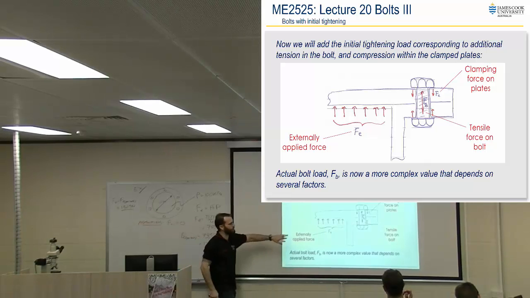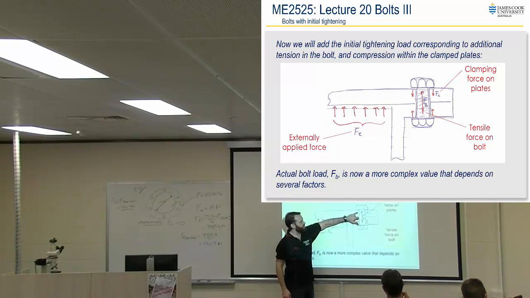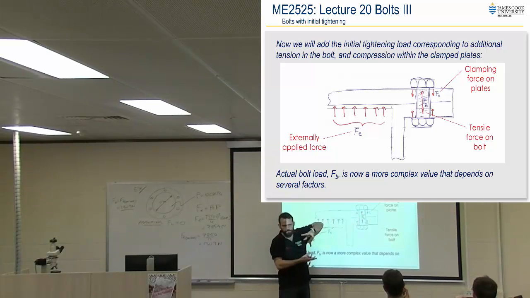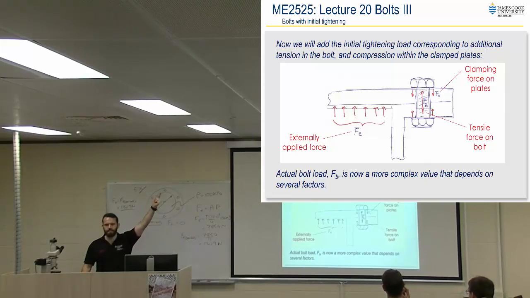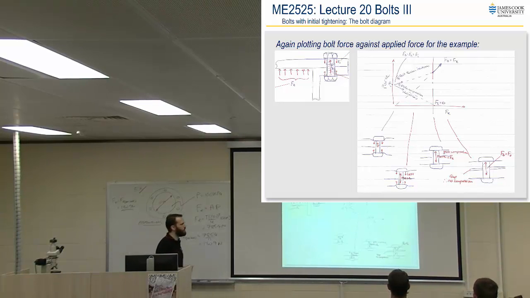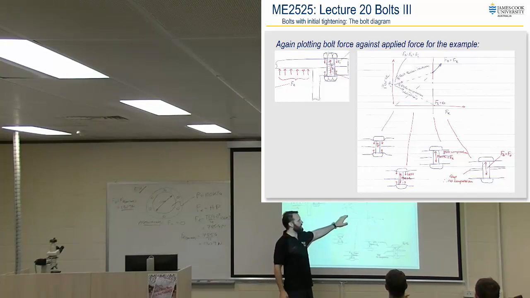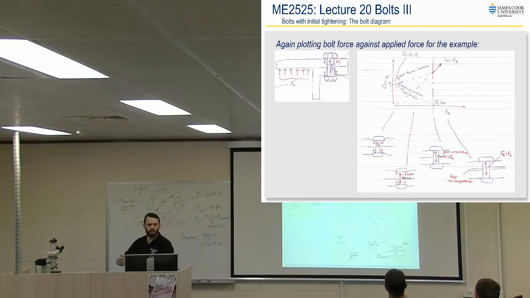If you don't have any external force, you can see that the amount of tension in the bolt is just equivalent to the amount of compression in the plate. Right? So, FE, FC, and FB. Is everyone comfortable with what those three things represent? Good. Because what we actually have is what's called the bolt diagram, and we will have some bolt equations that give us each of those values for a particular external load.